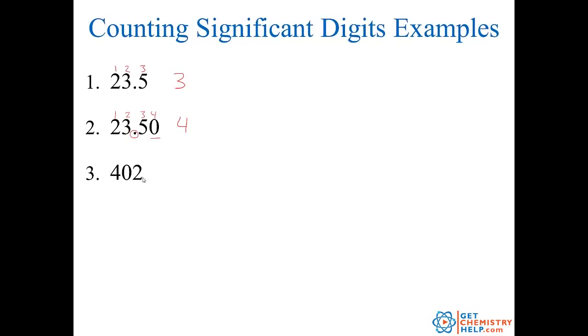How about 402? Well, this 0 has been sandwiched in the middle of 2 non-zero numbers. So all 3 of these would be significant too. This would be 3 sig figs.